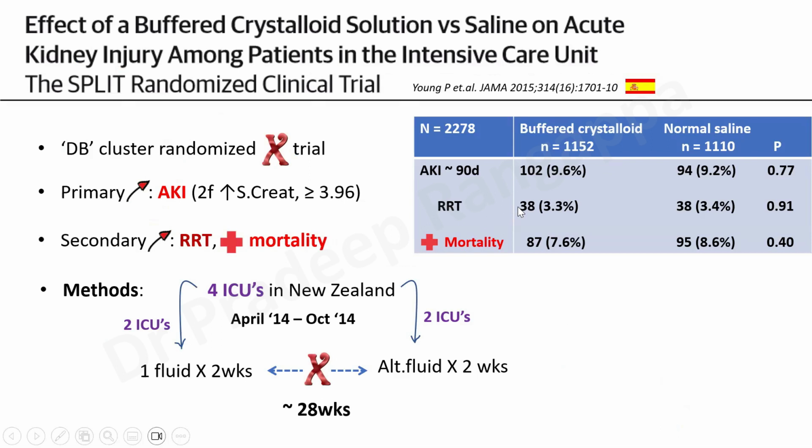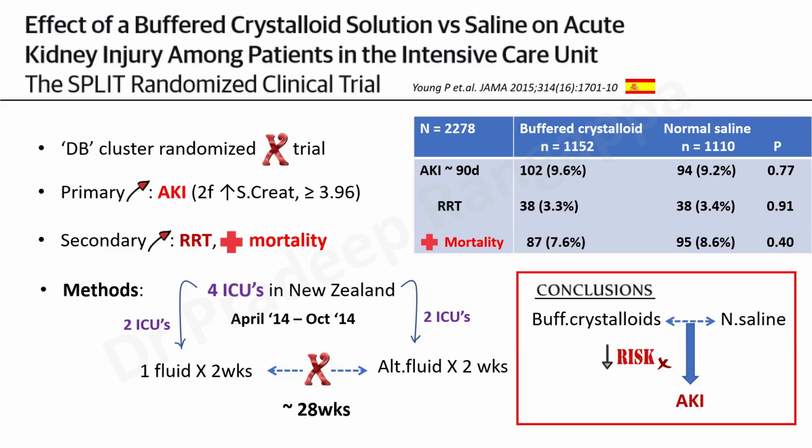They looked at AKI. There was no difference between the buffered crystalloid and the saline. And the risk of renal replacement therapy, which was touted to be higher in patients who received saline, showed no difference. And hospital mortality also showed no difference between saline and the balanced solution. So the conclusion they made was that compared to normal saline, buffered crystalloids did not reduce the risk of AKI.